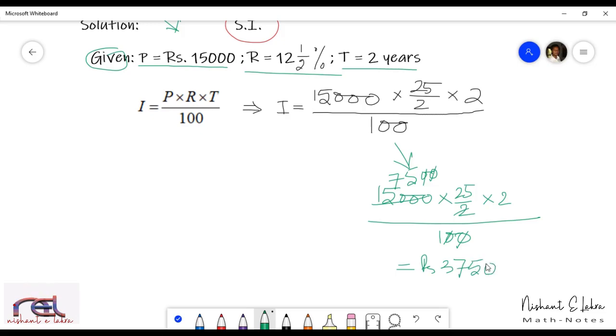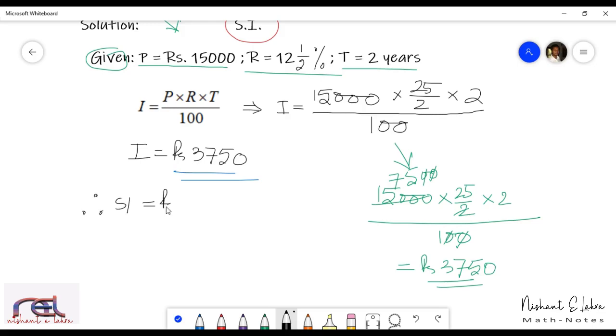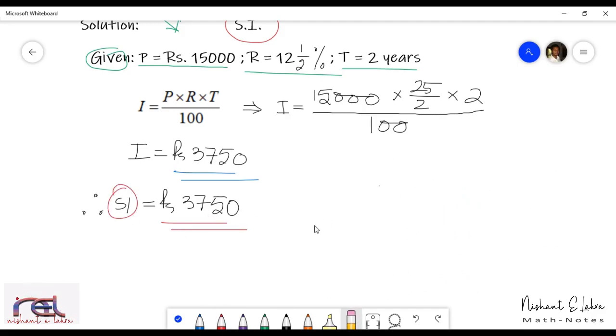3,750. So what is this? This is the interest. I hope you have understood this. Therefore, simple interest is equal to rupees 3,750. That is the simple interest. Now, what do we have to do? We'll have to find the compound interest.